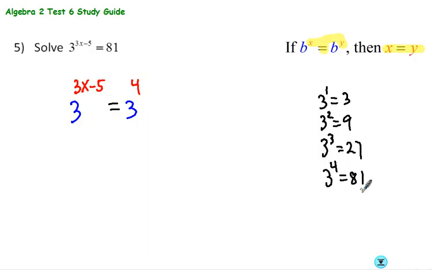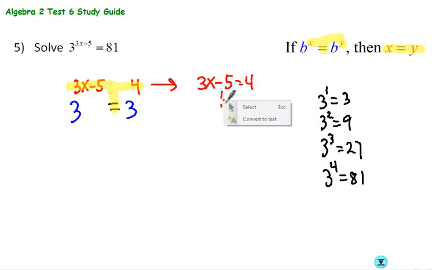And so what this property says is that once you have like bases, then you can just focus on that part of it, which means the bases kind of drop off. And you can't see this, but I'm taking my hands and covering up the 3s to show you that I'm just focusing on the highlighted part, which is this part right here. 3x minus 5 equals 4.